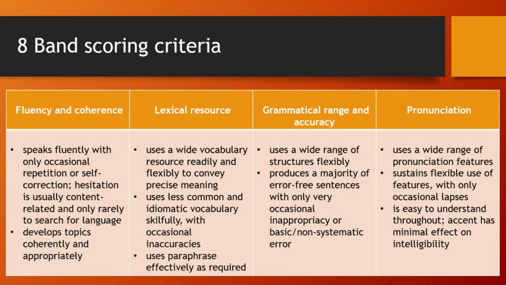Alright, let's look at fluency and coherence first. Now it says, speaks fluently with occasional repetition and self-correction. Hesitation is usually content related and only rarely to search for language. Develops topic coherently and appropriately. In short, this means that you should not repeat your sentences or words and should avoid long pauses.